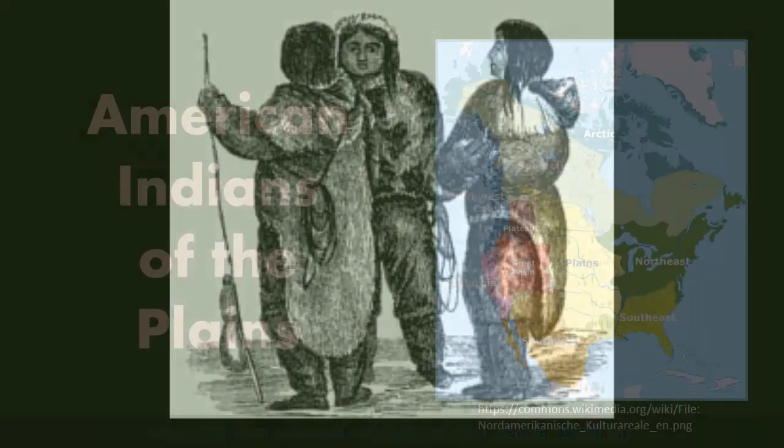Clearly, the clothing of the Arctic people was impacted by the cold winters. Clothing was made from animal skins and furs and included pants, coats, gloves, and boots.